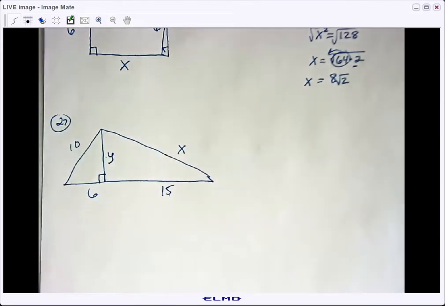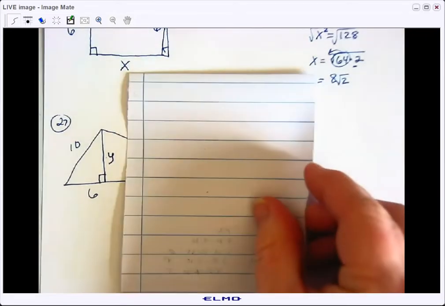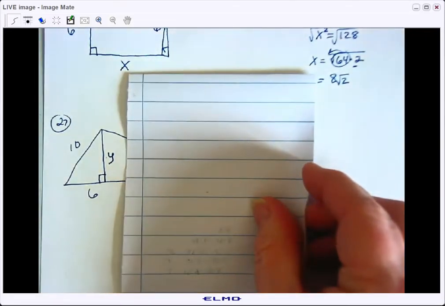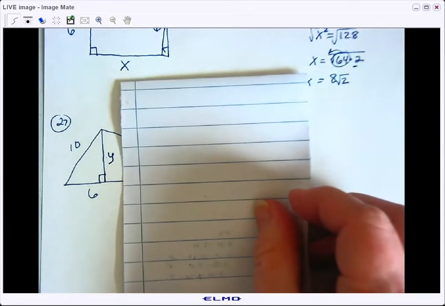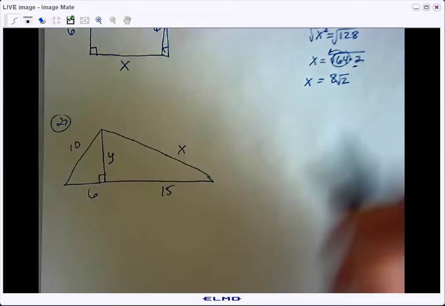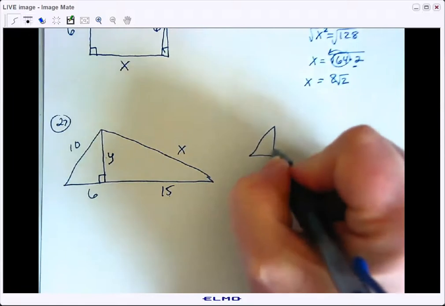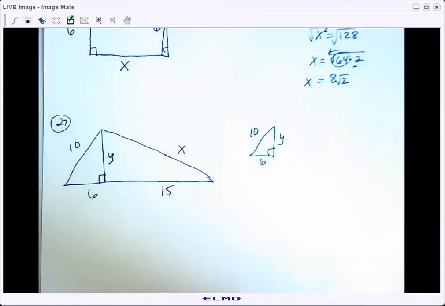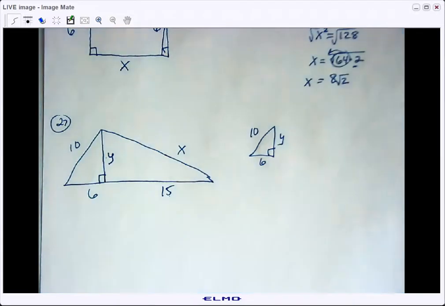Okay, so if I need to find y, I can use this other triangle. So this is a two-step process where I have to actually find y first before I can find x. So let's go ahead and find y first. So it's 10, 6, and y. So go ahead and find y. And then we're going to turn around and find x. So use that to find y, and then find x.